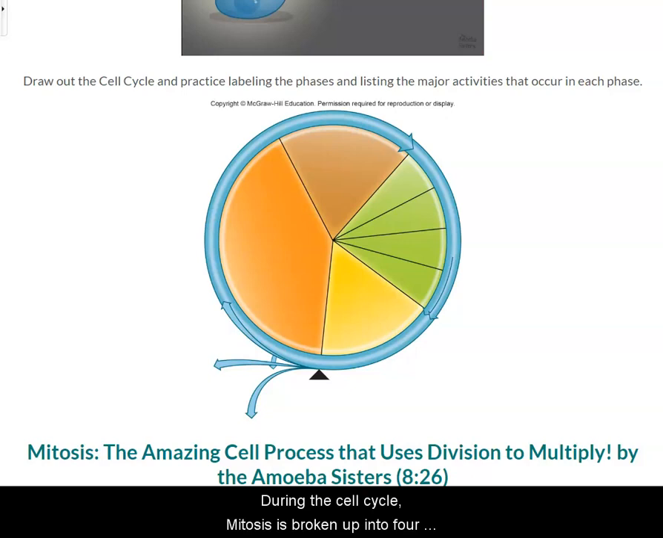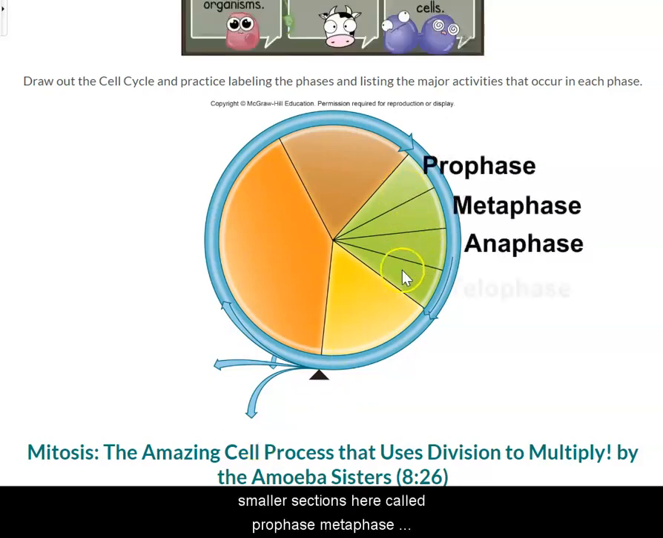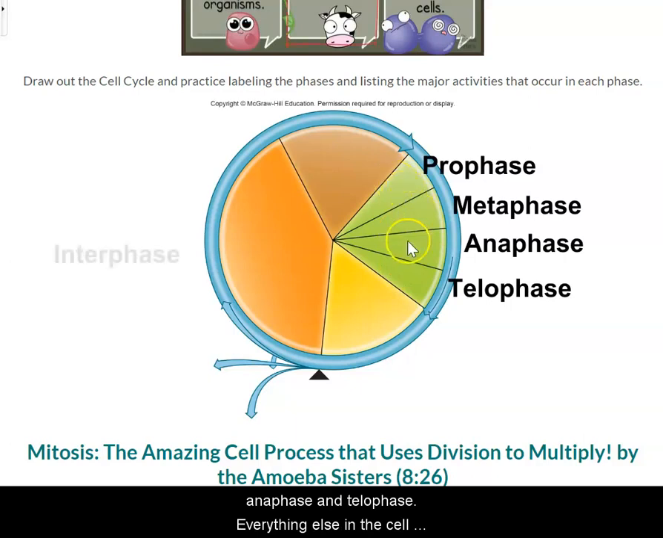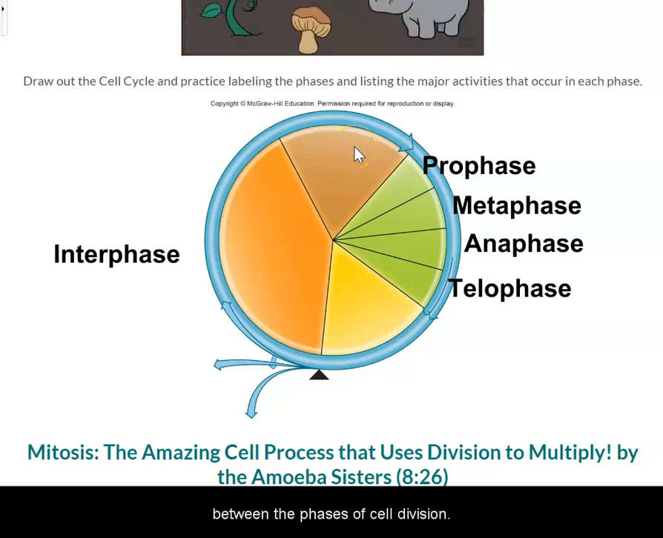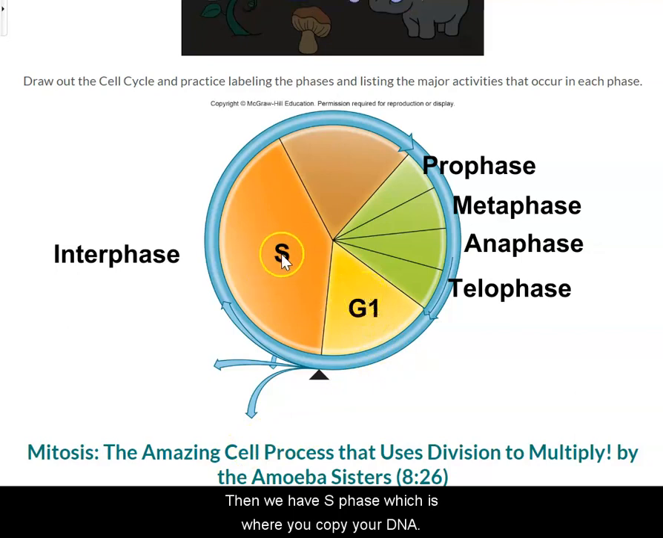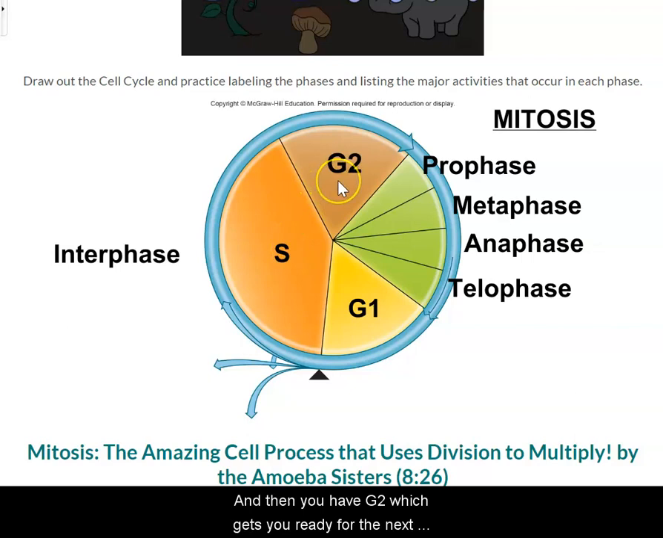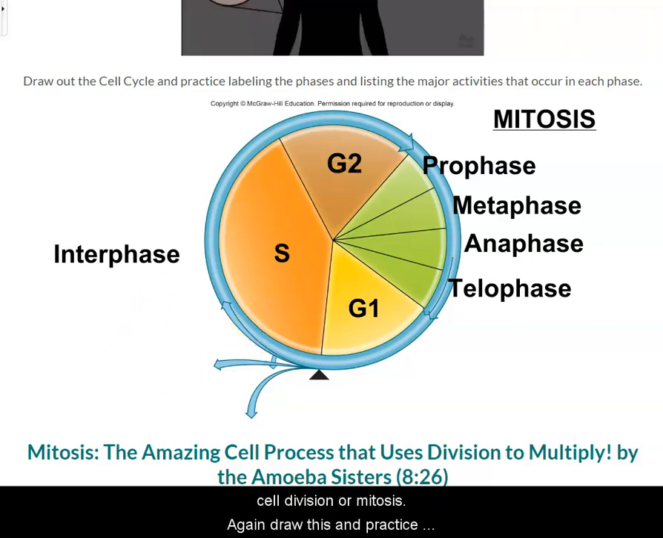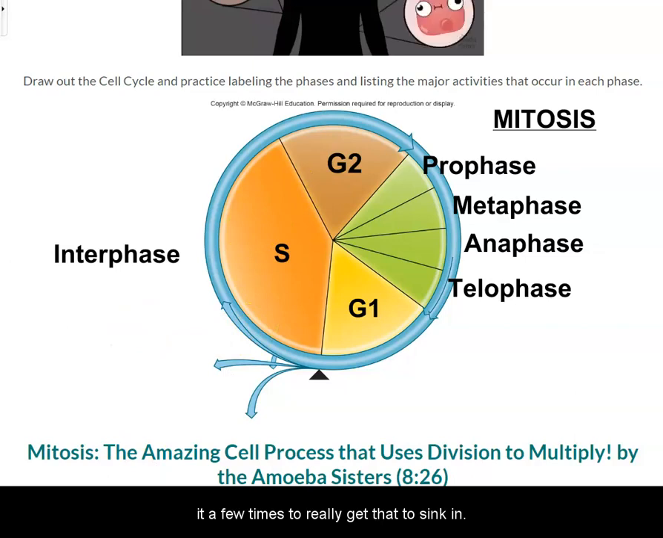During the cell cycle, mitosis is broken up into 4 smaller sections here called prophase, metaphase, anaphase, and telophase. Everything else in the cell cycle is called interphase, which means that it is between the phases of cell division. The first part of interphase is G1. Then we have S phase, which is where you copy your DNA. And then you have G2, which gets you ready for the next cell division or mitosis. Again, draw this and practice it a few times to really get that to sink in.